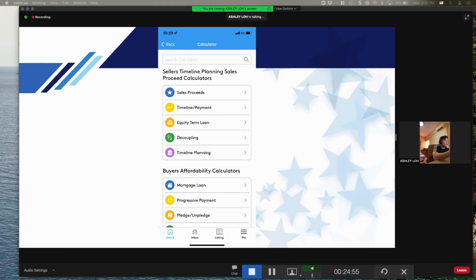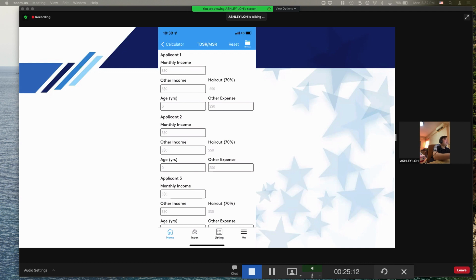When you come across to this page, you will see this thing called the TDSR MSR button. After you find it, just click on it. You will be directed to this page over here. From here you can put up to 4 buyers' names, just in case you have joint singles that have 4 friends who want to buy an EC, or any other property. Key in the monthly income, key in the age, and all the way at the bottom you just click calculate and you will get the loan amount out.